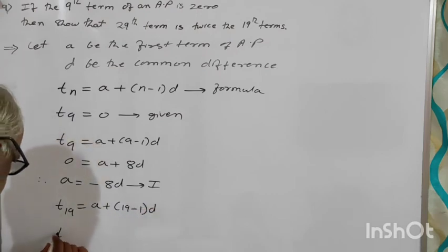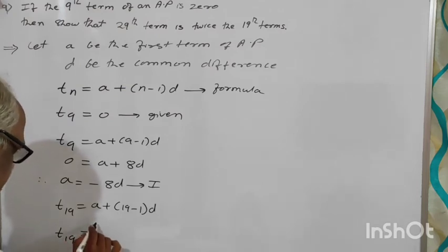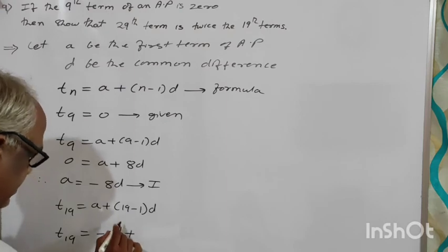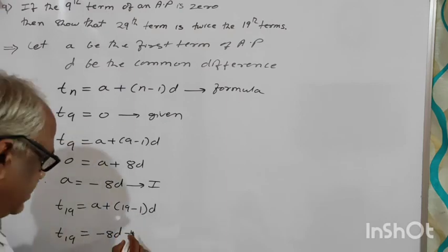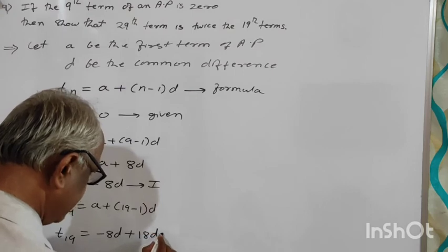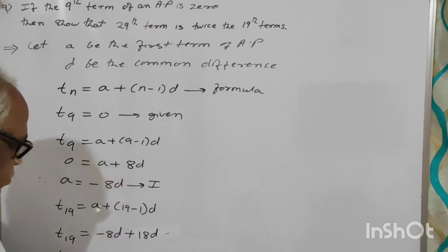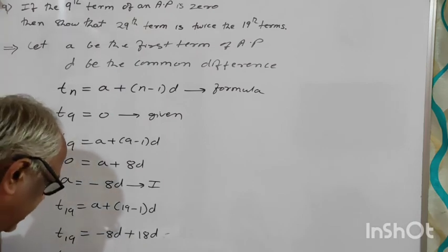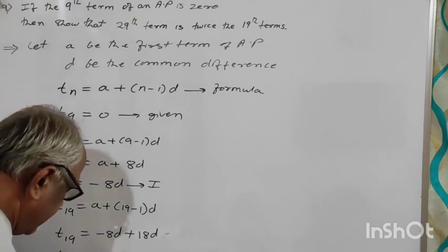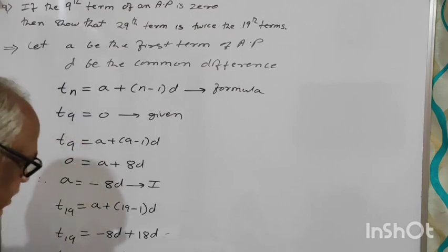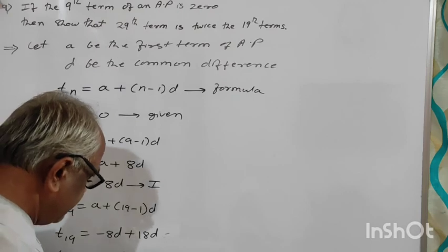So T19 is equal to a is minus 8d plus 19 minus 1 is 18d. Now here T19 is equal to minus 8d plus 18d. Subtract it but keep the greater number's sign. 18 minus 8 is 10. Greater number is 18, so plus sign. That is T19 is equal to 10d. This is equation number 2.